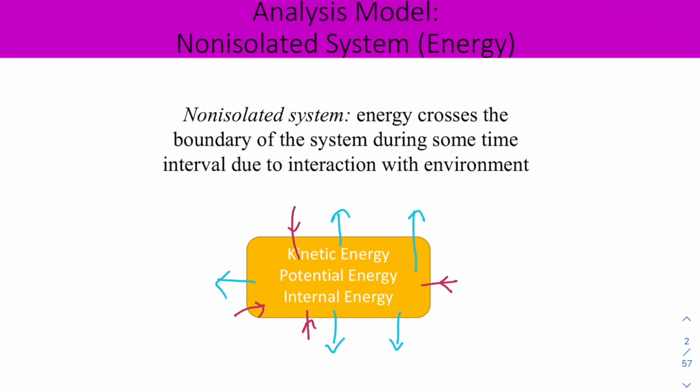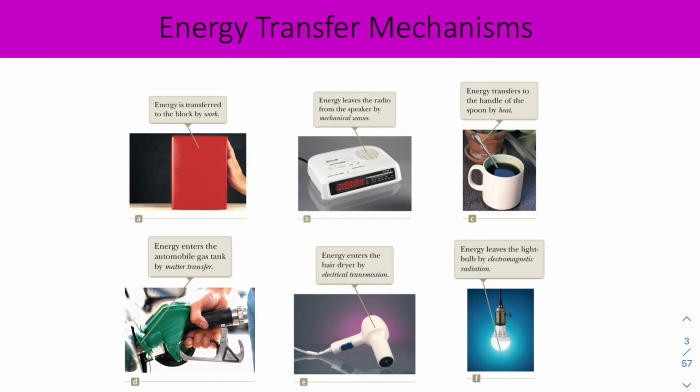So if there is any interaction in terms of energy crossing the boundary between the system and the environment, we say this kind of system is known as a non-isolated system. This is common in our daily life actually.